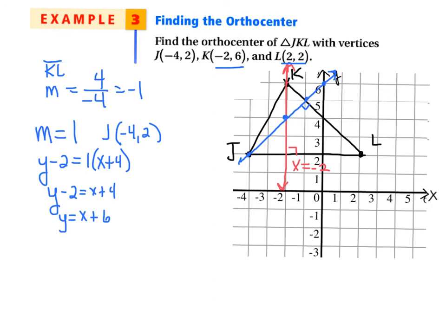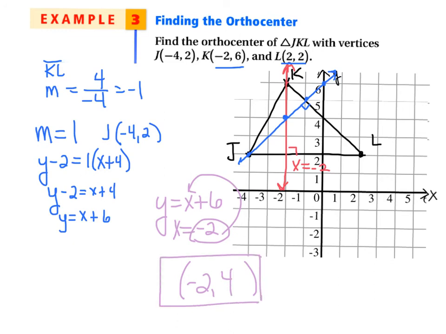But here's what we do. This is where you use what you know. We don't need the third side because we know it's going to intersect at the same point. So I have a system of equations. The system of equations I have is y equals x plus 6 and x equals negative 2. Because this is easy, because I have x equals negative 2, I'm going to use substitution. Negative 2 plus 6, I'm going to solve the system of equations. That gives me the point of intersection, which is the orthocenter of negative 2, 4.